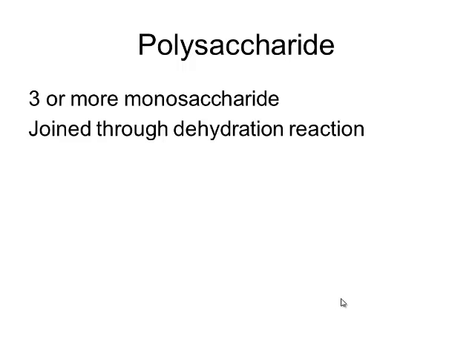So polysaccharide, the last part we're going to talk about with carbohydrates, it's when we have three or more monosaccharides. It's usually actually a longer chain. We lend the term oligosaccharide to anything between 3 and 9. But the big ones are the polysaccharides. These ones, again, are joined through dehydration. When you put that third monosaccharide on there, more water is given off and creates that bond.